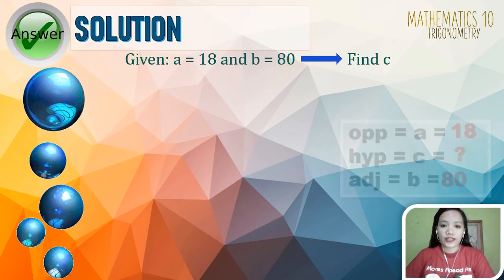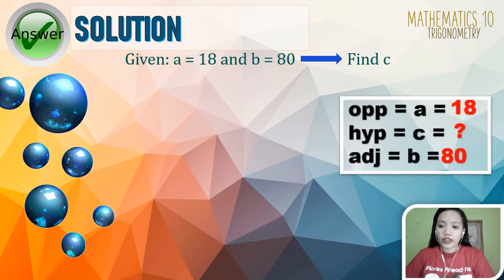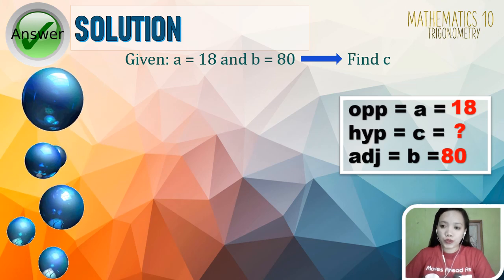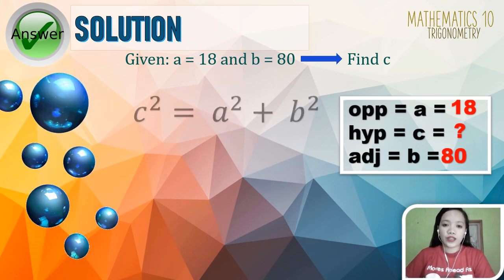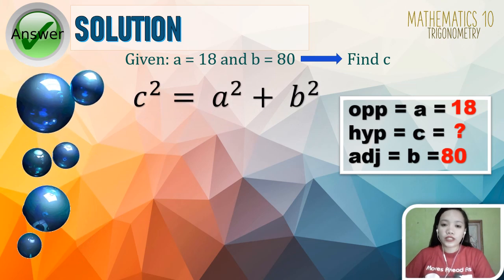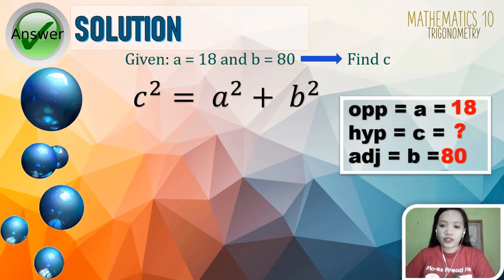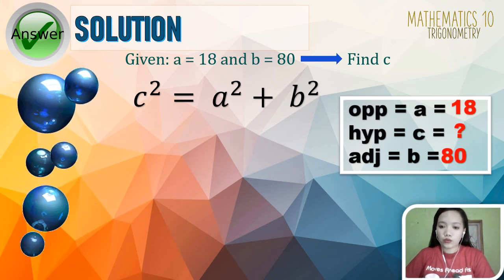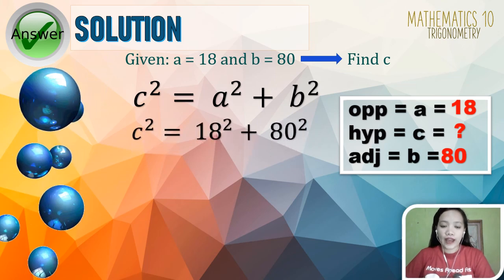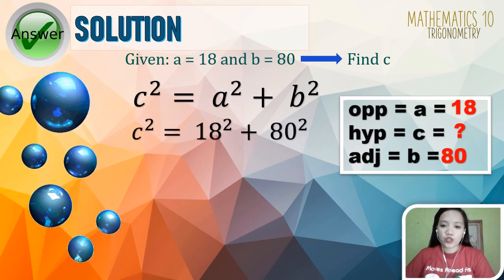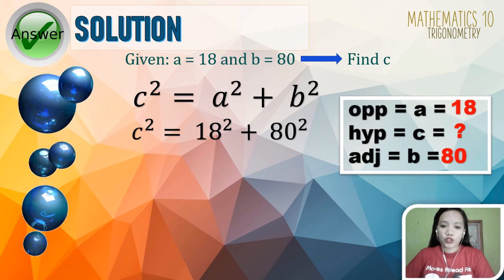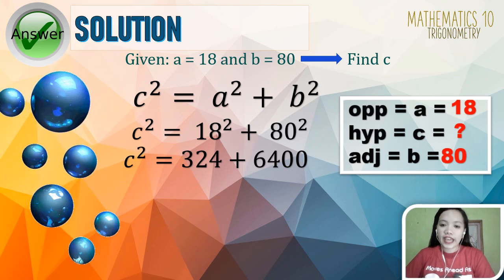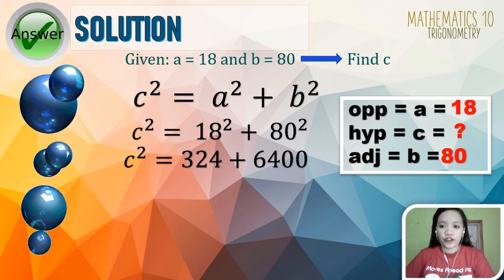Now, let's start with this. Of course, to find out the measure of the other side, we are supposed to use the Pythagorean theorem. The formula is C squared equals A squared plus B squared. We are supposed to substitute the given data into our formula. So we'll have C squared equals 18 squared plus 80 squared. So 18 squared is 324 and 80 squared is 6,400.